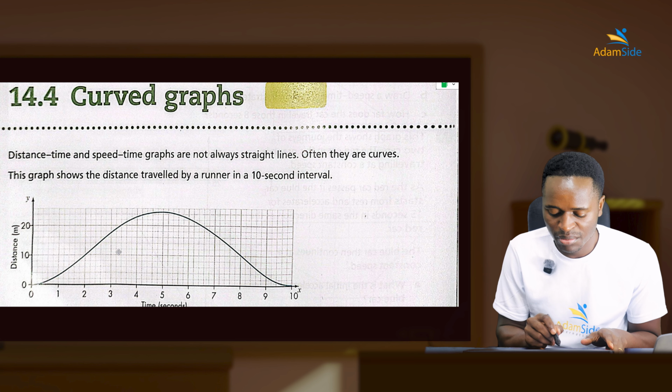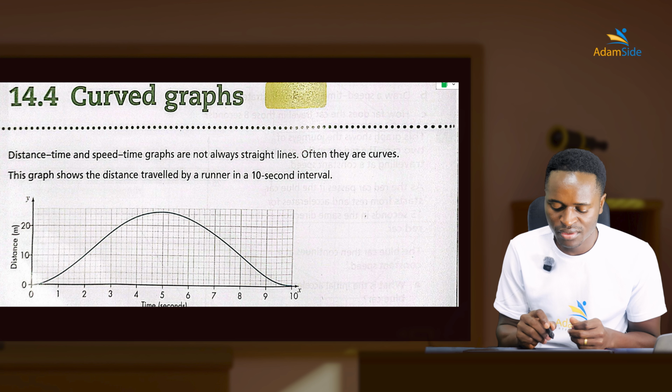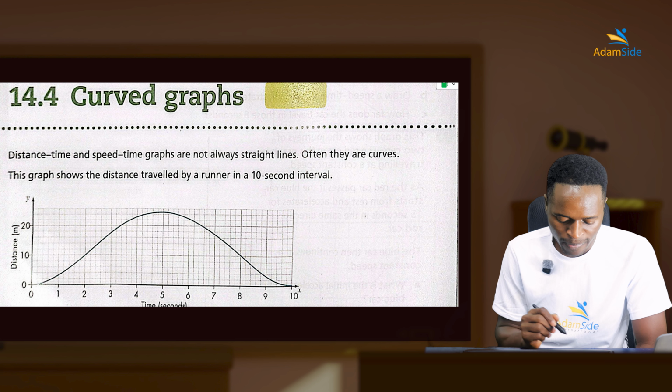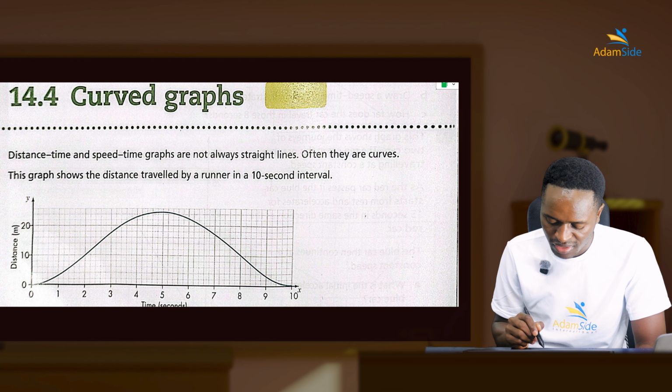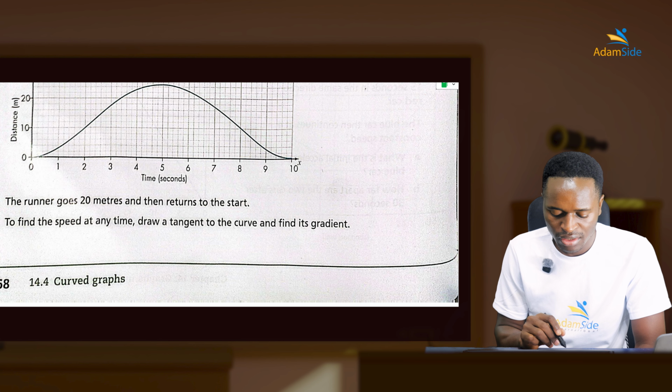Distance-time and speed-time graphs are not always straight lines. Often they are curves. This graph shows the distance traveled by a runner in a 10-second interval. Distance in meters, we have 0, 10, 20, and time in seconds. So in 10 seconds, the runner covers 20 meters and then returns to start.